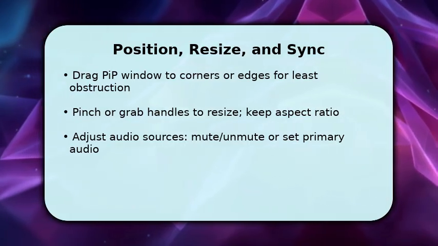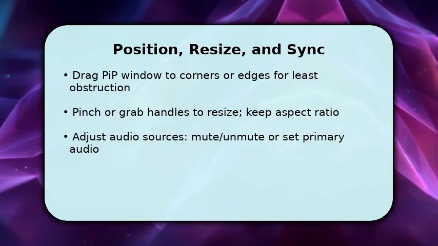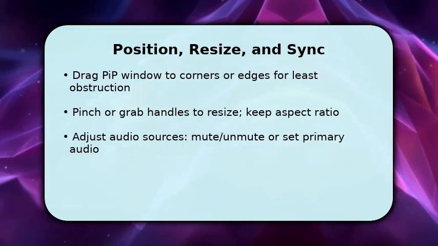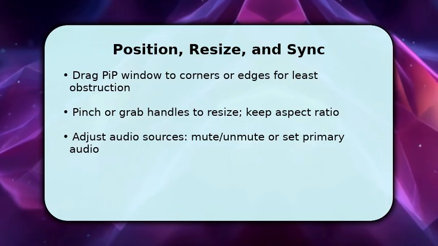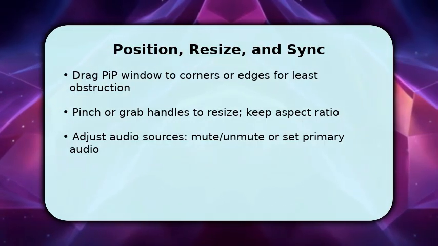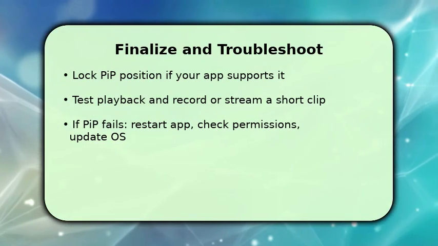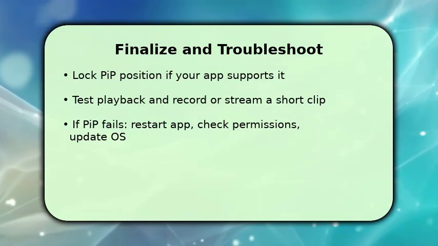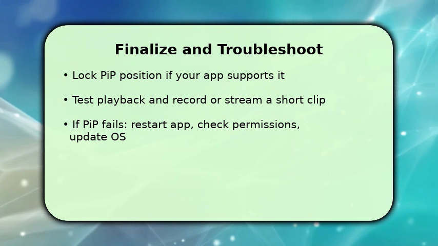Make sure audio is routed correctly. Mute the Pi-P if it's background, or set the primary app to carry sound. If syncing matters, nudge playback or use sync tools so audio and visuals remain aligned. Finish by locking the Pi-P position or applying layout presets so nothing drifts during playback or recording.